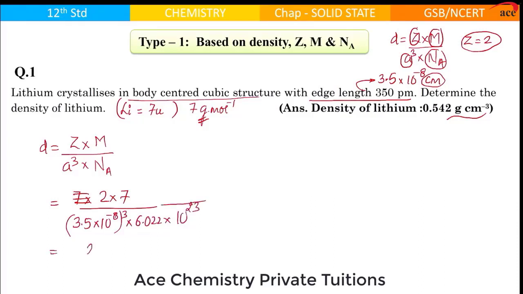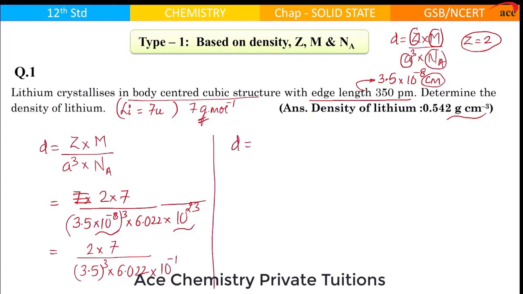So, if you write it down, it is 2 multiplied by 7, divided by 3.5 the whole cube multiplied by 6.022, with 10 to the power minus 24 and 10 to the power 23, that is 10 to the power minus 1. Further, density will be 2 multiplied by 7 divided by 3.5 the whole cube multiplied by 6.022 into 10 to the power 1. This is what we get. Now, for board examination, you have to do it by log as much as possible. For MCQ, you can do it by approximation.